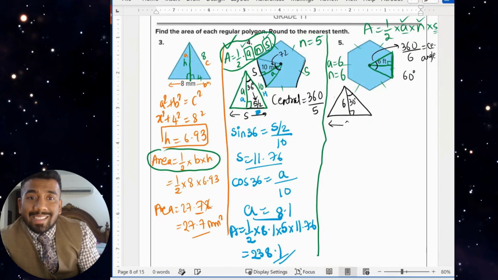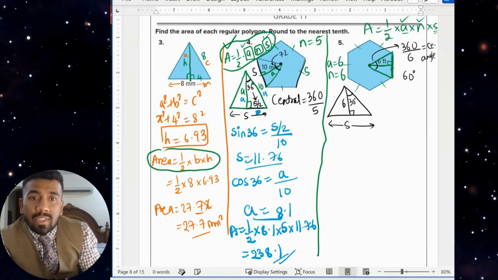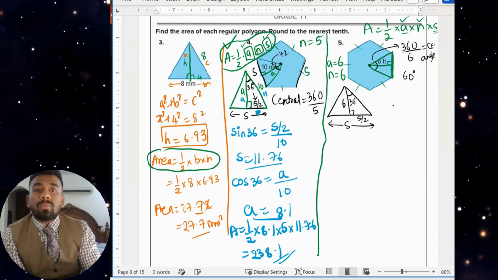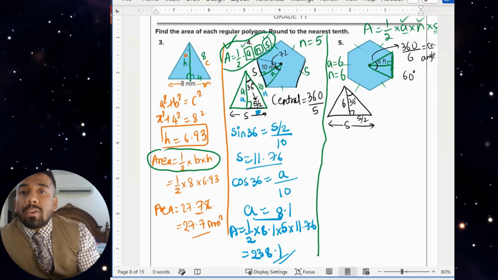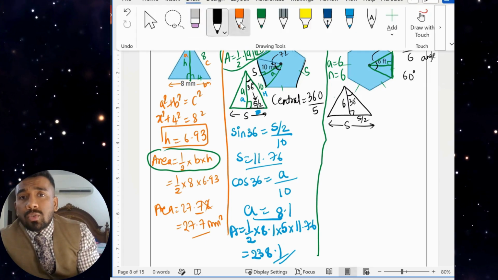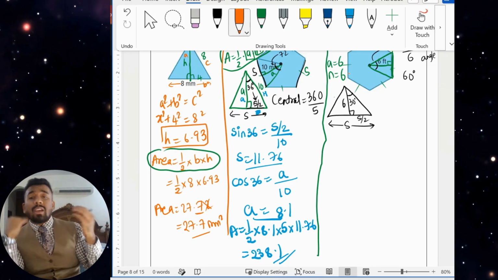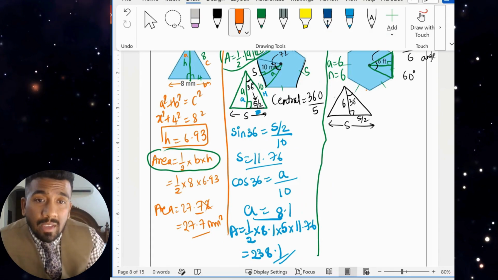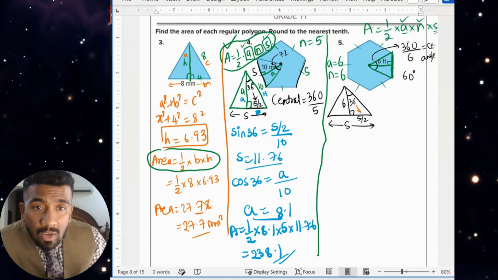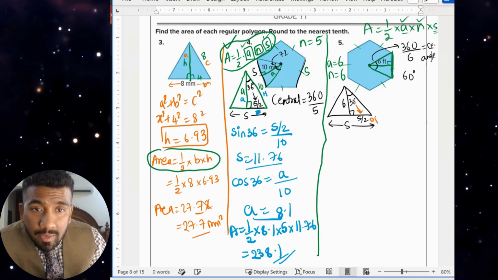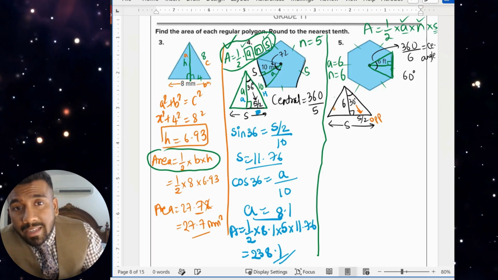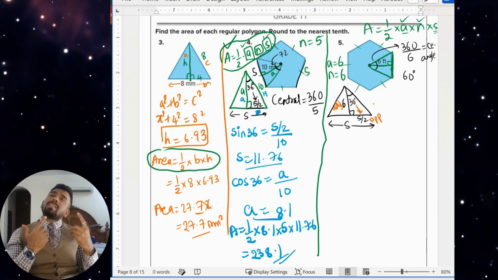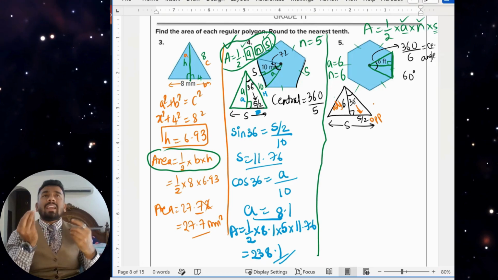We need to find this S. If this is S, how much will this be? Half of it, so S over 2. Now use trigonometry. Which one should I use, sine, cosine or tan? It all depends upon what is given. This is the angle. You know the opposite and you know the adjacent, but you don't know the hypotenuse. So check for which formula you have opposite and adjacent.